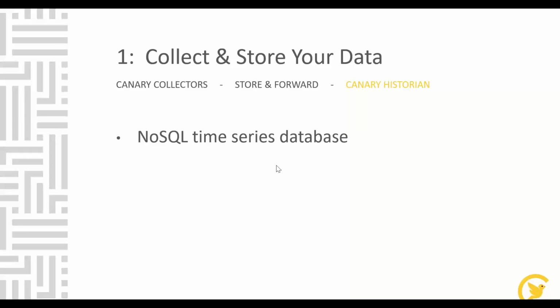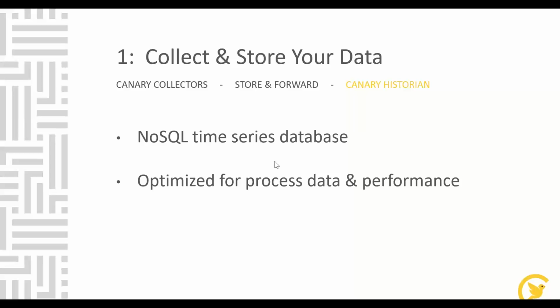Canary history is a database, but it is a non-relational, non-SQL time series database. It is optimized for process data and performance. Process data is different from a normal relational database, where you have a lot of different tables pointing to each other. This is much more straightforward time series data, where you need to store very fast and store a huge quantity in your database.